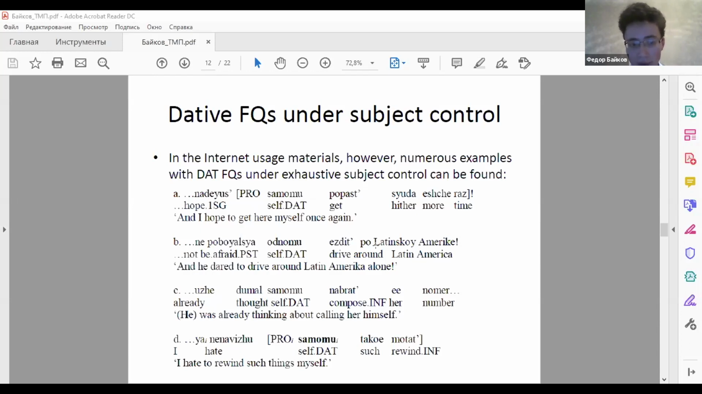But here we have both semantically and syntactically singular subject DPs, which are in many cases instantiated by silent little pro. And so there is not even a question about whether this control is partial or exhaustive. It's exhaustive. And despite that, we have dative floating quantifiers.